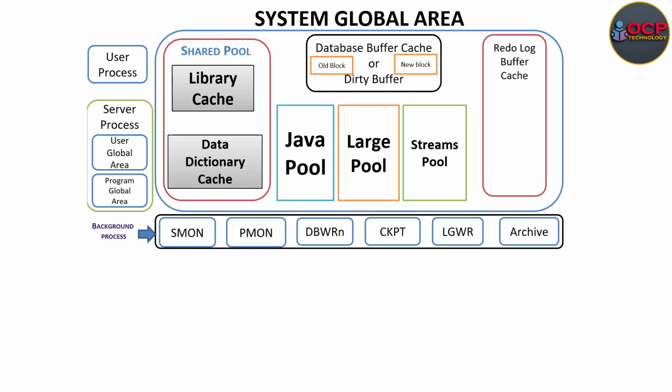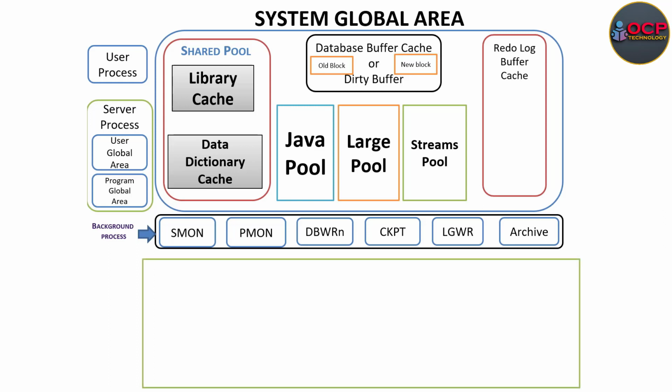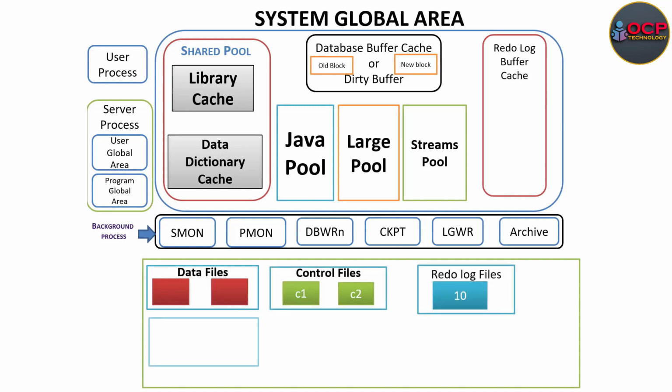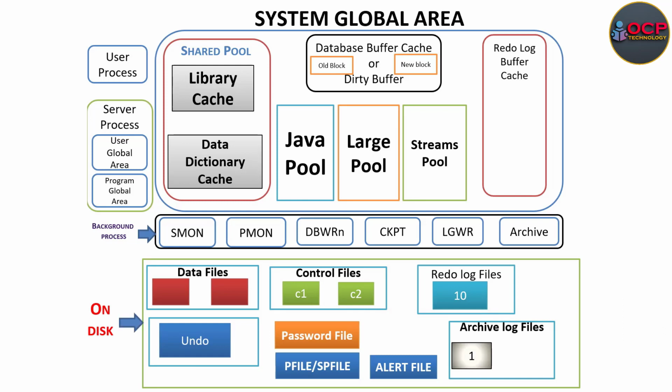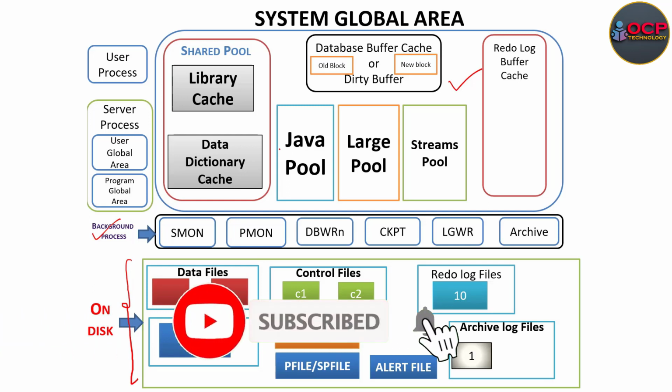Okay. Now in the end, let me show you the storage structure, where our physical files are available on the disk, like data files, control files, redo log files, undo files, password file, pfile, spfile, alert log files, and archive log files. Okay. So these are all available on the disk. That's why we call it the physical structure. This is the memory structure, this is the background process, and this is the physical structure, which we call the storage structure. So our database structure is divided into these three units.